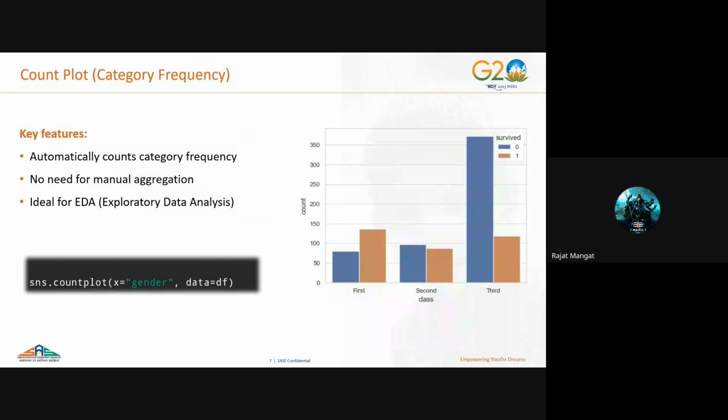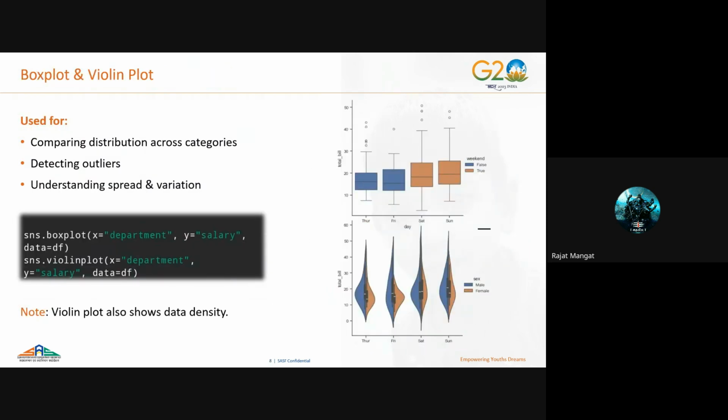After count plot, we have the box plot and violin plot also. I will explain the theory here, and in detail later, but here also I will give you the idea. Box plot and violin plot are used for comparing distribution across categories, detecting outliers, and understanding spread and variation. What it means is comparing distribution across categories. For example, you can see in the chart below, this is a violin plot.